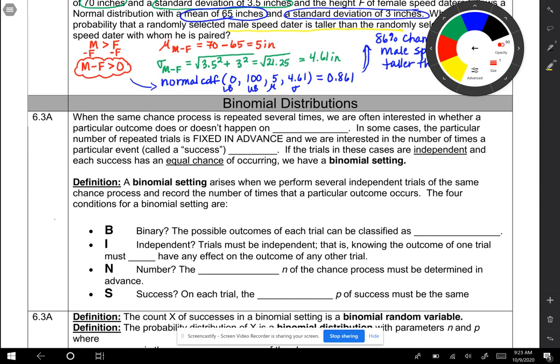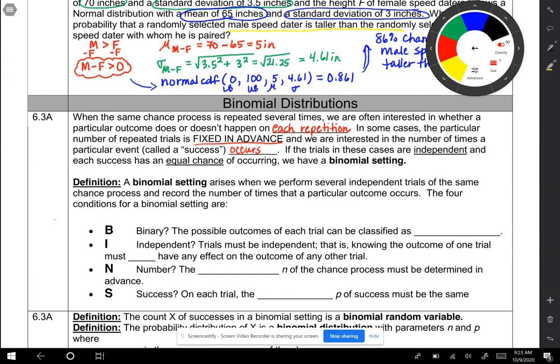When the same chance process is repeated several times, we are often interested in whether a particular outcome does or doesn't happen on each repetition. In some cases, the particular number of repeated trials is fixed in advance, and we are interested in the number of times a particular event called a success occurs. If the trials in these cases are independent and each success has an equal chance of occurring, we have what is called a binomial setting.